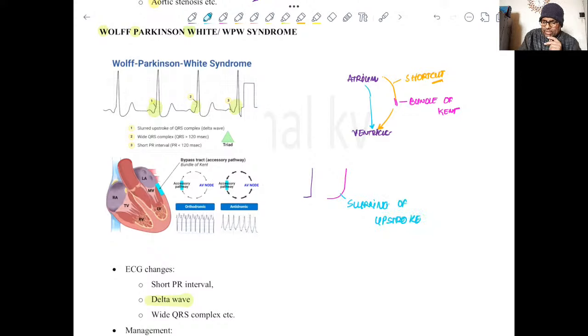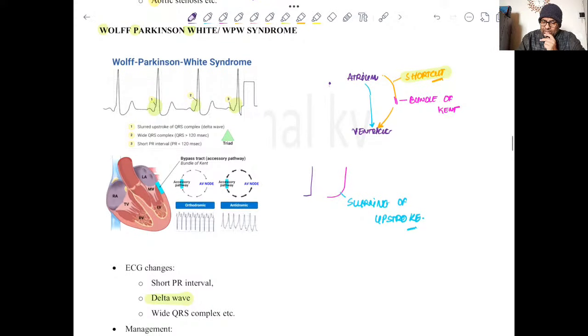So this is the delta wave, classical feature of ECG of Wolff-Parkinson-White syndrome. Then I just told you that the impulses are taking a shortcut to reach the ventricle, and the interval in the ECG which suggests the time taken by the impulses to reach from atrium to ventricle, this is the PR interval. Clear? So this is PR interval.